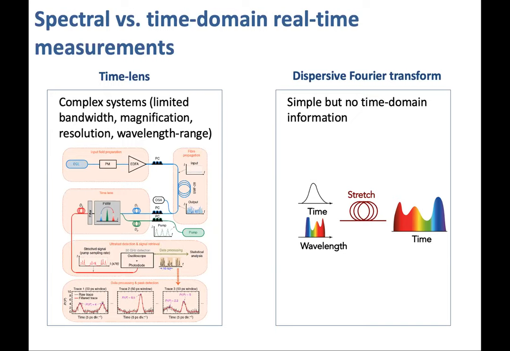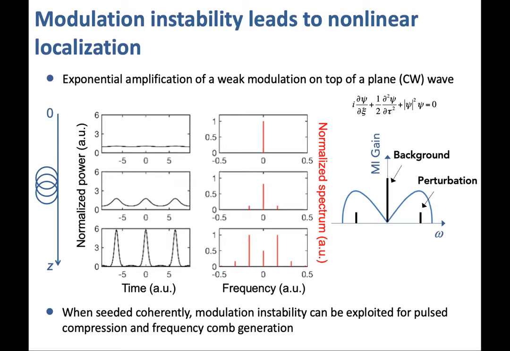Okay, so that being said, let's move on now to concrete applications of machine learning, and let me try to show you how it can be efficiently used to dig out some information. So the first type of dynamics that we are going to look at is so-called modulation instability. To refresh your memory, modulation instability refers to the amplification of a very weak modulation, such as this, on top of a continuous plane wave, okay? And that leads with propagation to nonlinear localization and the emergence of breather structures.